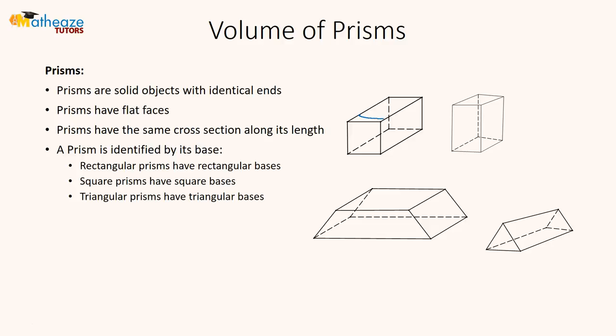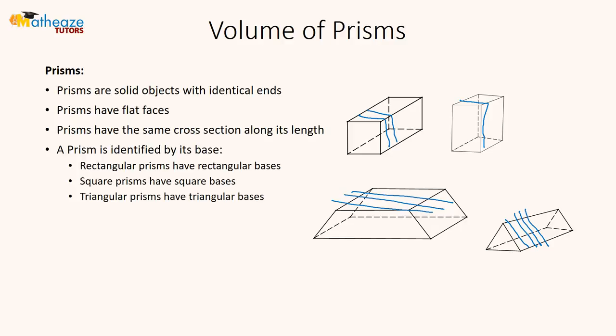If I cut a cross section around here, I should see a square. If I cut a cross section around here, I'm going to see a square. If I cut a cross section around here, I should also see a rectangle, and a cross section here should be a triangle. So anywhere along the length, you should see a shape that represents the face. So that's really what that means.